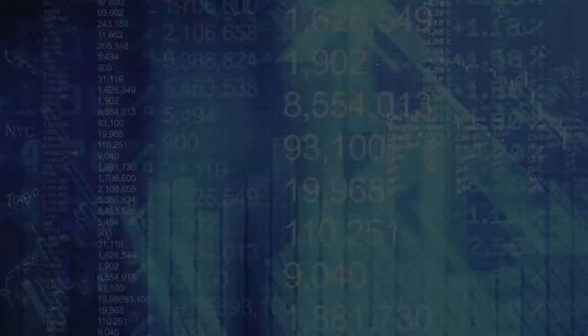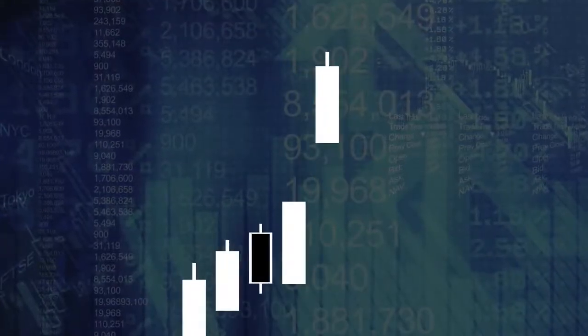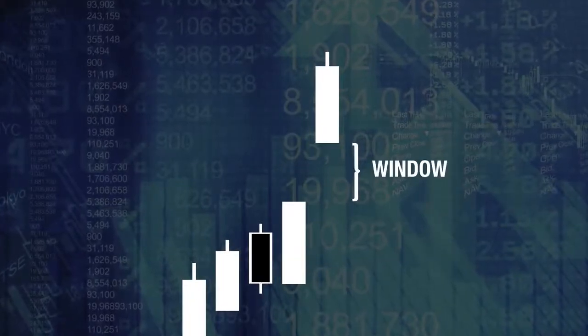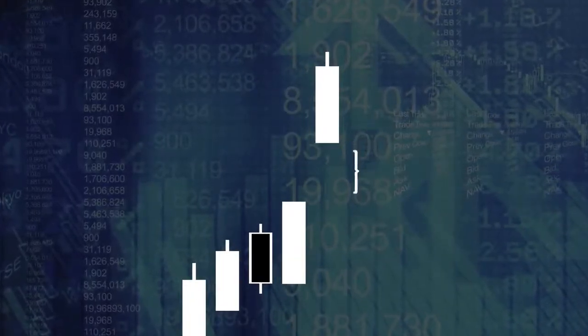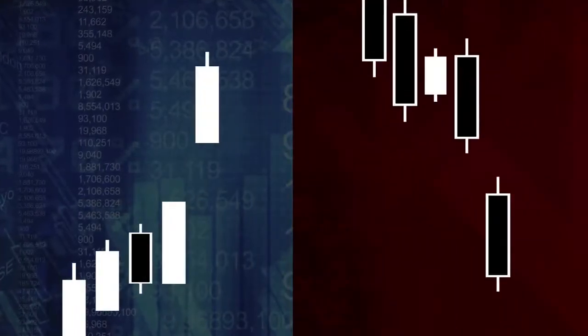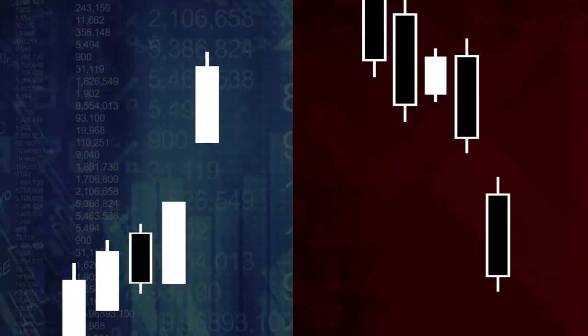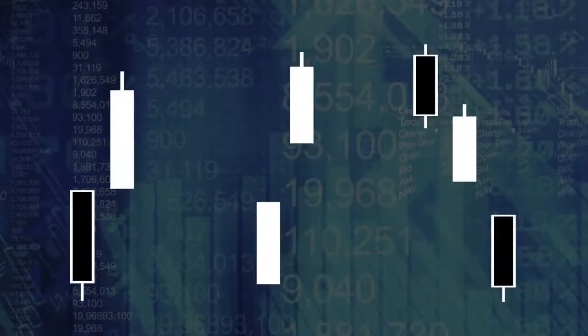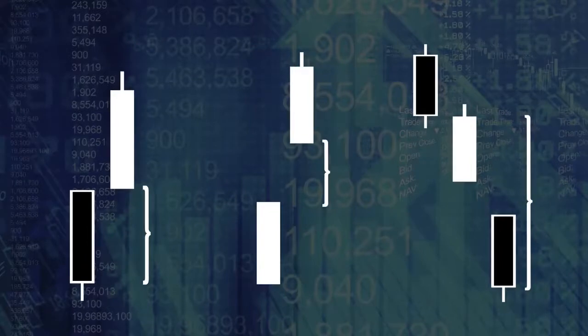Now let's look at another continuation pattern: a window. A window is a gap in price. This pattern suggests sentiment was so strong the price had to make a big jump to find enough traders to fill the orders. Whether bullish or bearish, a window is a sign that sentiment is very strong and that the current direction is likely to continue. Other candlestick continuation patterns are also characterized by a jump in price.